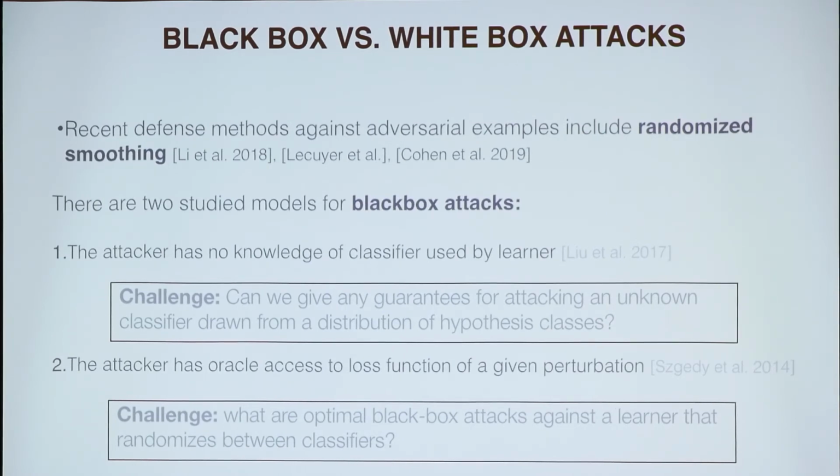Okay. But there are interesting cases where we have models of black box attacks. So what are models of black box attacks? One case of black box attacks is when the adversary has no knowledge of the neural network or the classifier at all, and still tries to generate an adversarial attack that fools the network.